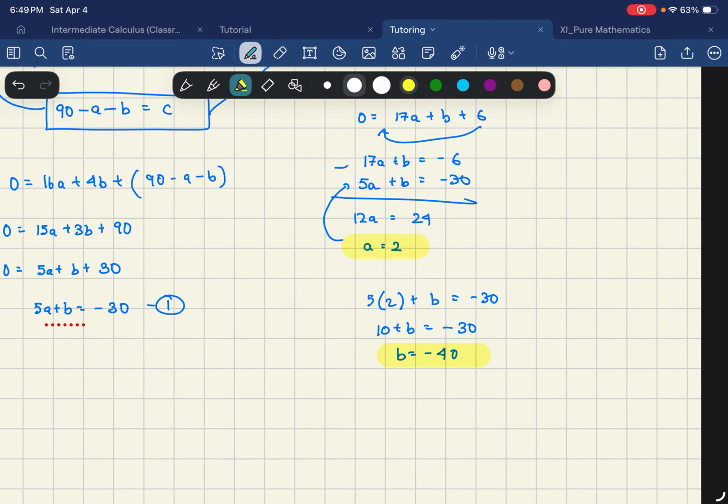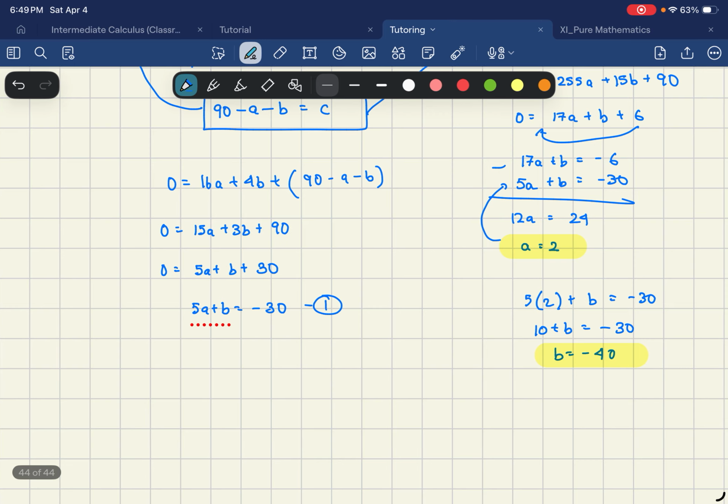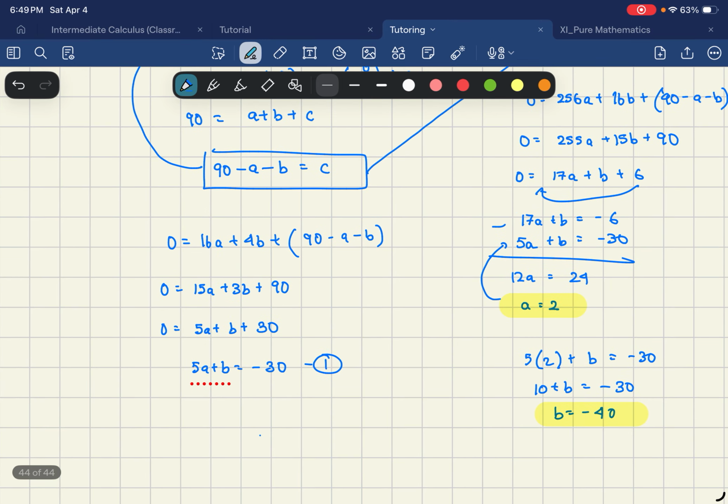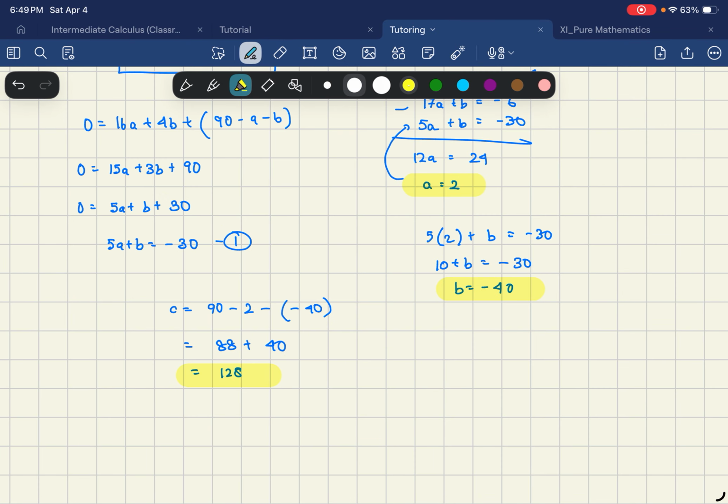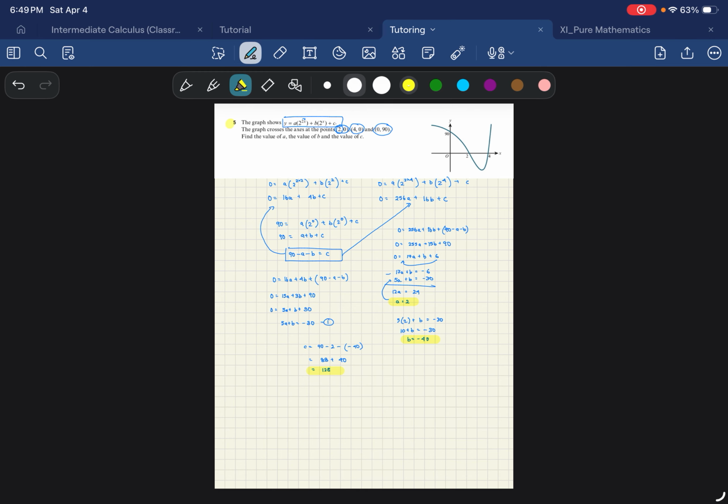And we can substitute these two values to get c. And this is our equation of c. c is equal to 90 minus a, which is 2, minus b, which is minus 40. So that gives me 88 plus 40, that is 128. And you're done. And that is the end of this topic.